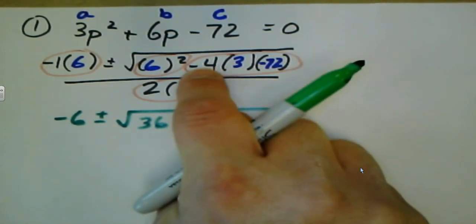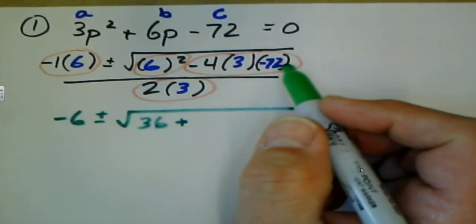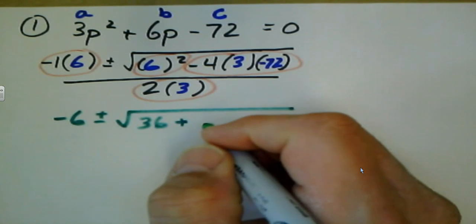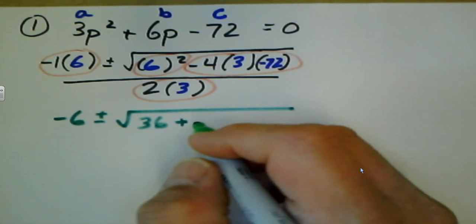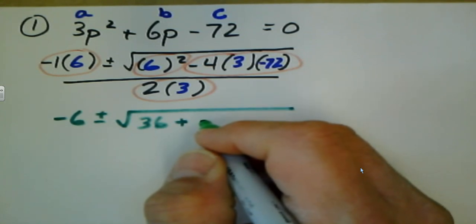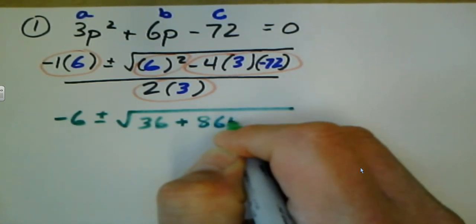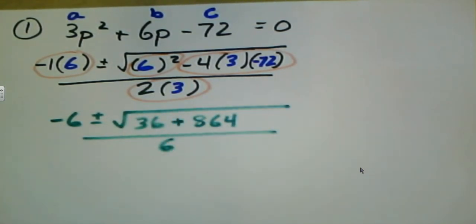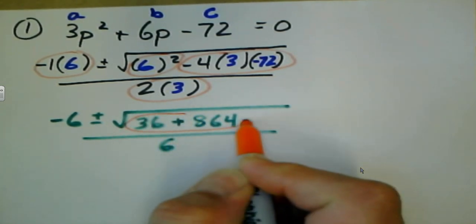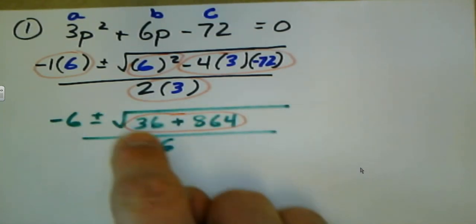Somebody help me with the calculator. -4 times 3 times -72 should be positive something. It's 12 times 72. Who's got it? What'd you get, Mary? 864? Everybody get that? Okay. 2 times 3 is 6. What do we do next? We do what's inside the radical. It's the only thing we can do. We can't do anything here or here because of that radical, or that square root.